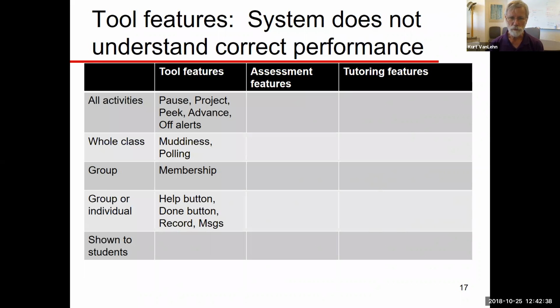Now, when you're working with groups, you need some tool to control the membership of the groups, to keep the machine apprised of who's in which group. When working with either groups or individuals, software often gives students a help button so they can raise their hand and ask for help without actually raising their hand, a sort of covert way of getting help. Similarly, the students can indicate by pressing a done button whether or not they're finished. Tools often record the student's performance and allow the teacher to send messages to the whole class or to individual students. So those are ones that don't require any knowledge of or expectation about what the student's performance will be.